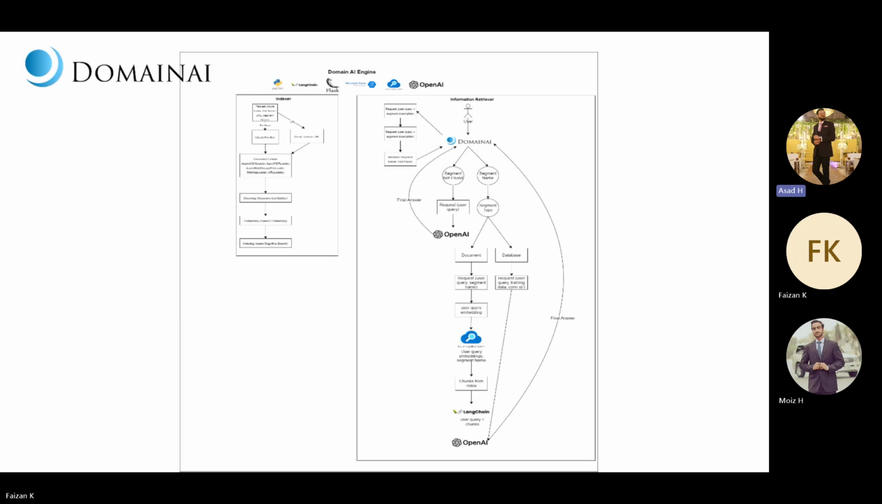So the engine itself comprises two main parts, the indexer and the information retriever. The engine is entirely made using Python 3.9. It is a web API platform that serves requests from the middle tier of Domain AI to process the text extraction from documents uploaded by the user and also to respond to the queries of the user. Flask is used for building the web APIs for the AI engine of Domain AI. Let's go to the indexer.